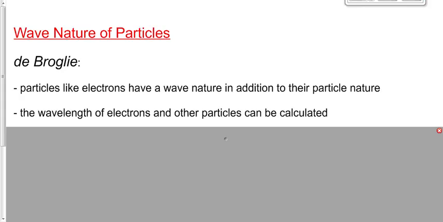We say particles like electrons have a wave nature, but particles like baseballs have a wave nature as well. It's just that the mass of a baseball is so big compared to the mass of an electron, its wave nature is effectively not there. We talk about the context of wave-particle duality of things with mass. We talk about things with a really, really small amount of mass, like electrons, other subatomic particles.